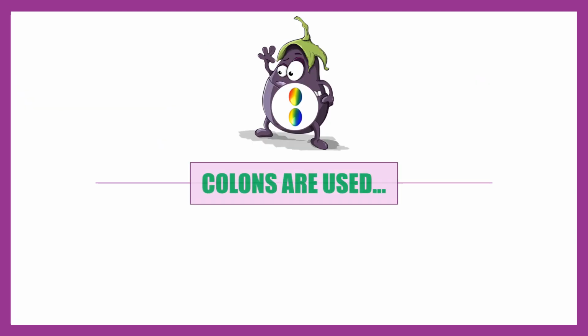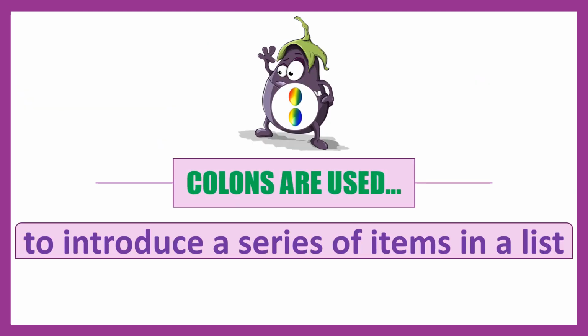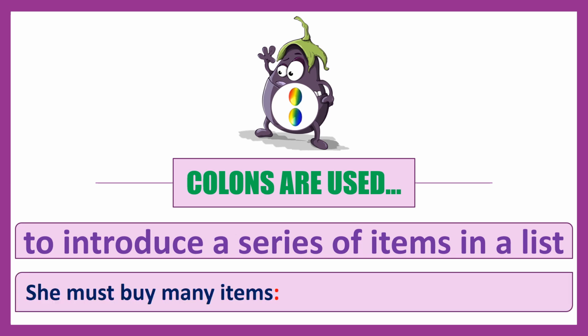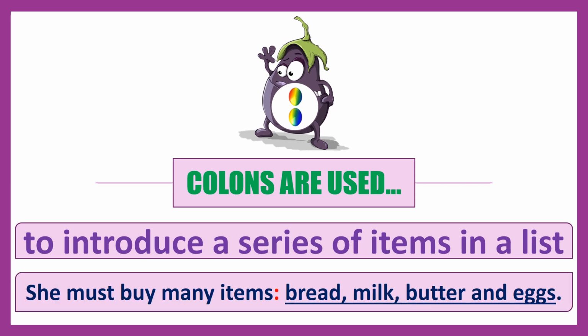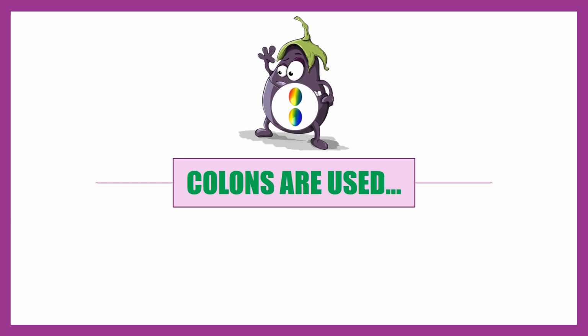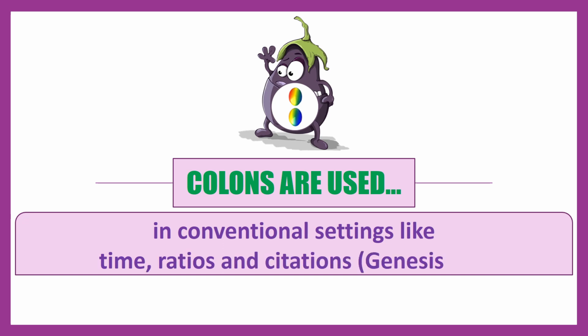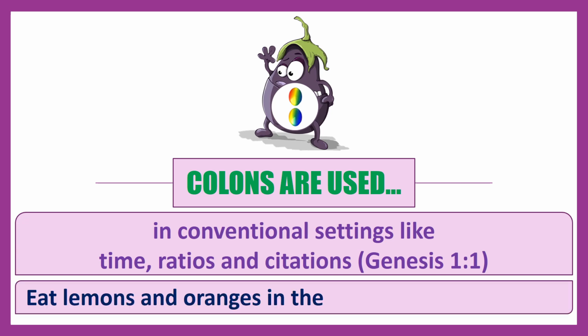Colons are used to introduce a series of items in a list. For example, she must buy many items: bread, milk, butter, and eggs. Colons are used in conventional settings like time, ratios, and citations. For example, eat lemons and oranges in the ratio of 6:8 at 6 p.m.